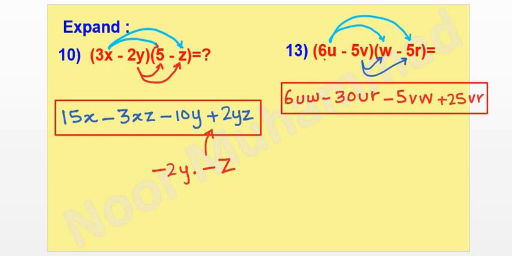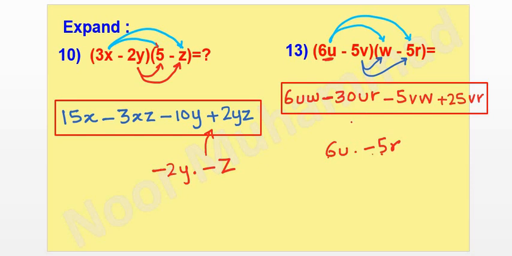Now here look at this one, 6u times w, so it's 6uw. Then we have 6u times negative 5r. So positive and negative will give us negative. 6 times 5 is 30. And then ur will be the letters.